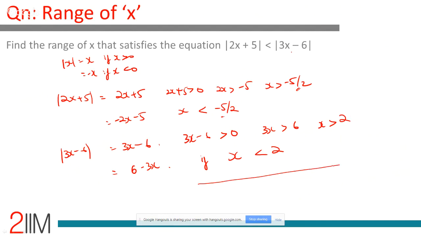What do we do? We go to our number line in here. The 0 here, minus 5 by 2 here, and 2 here.